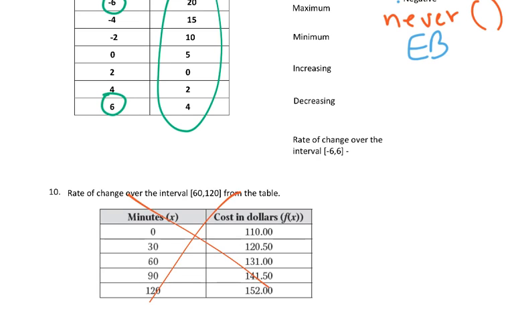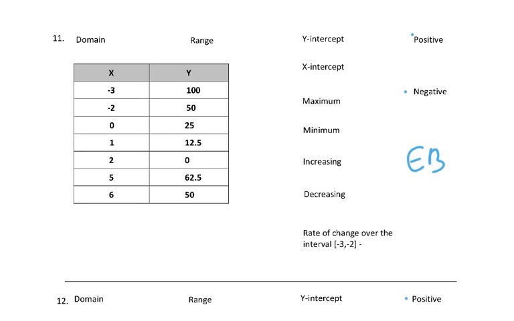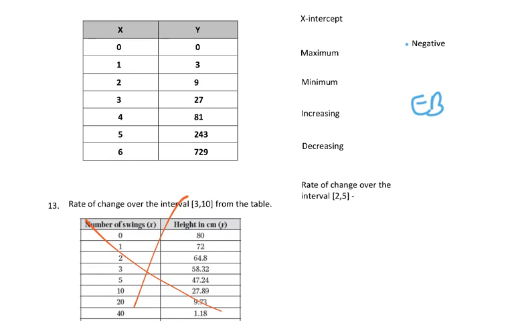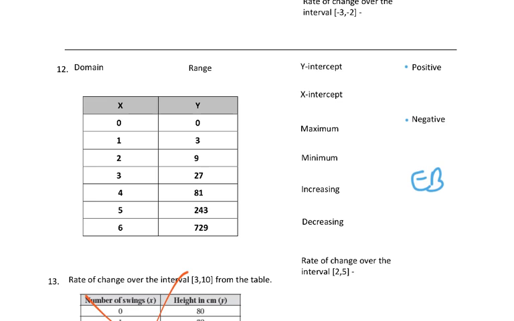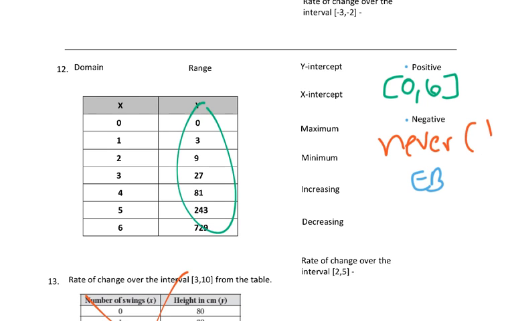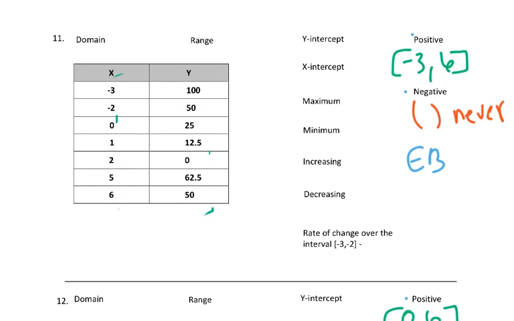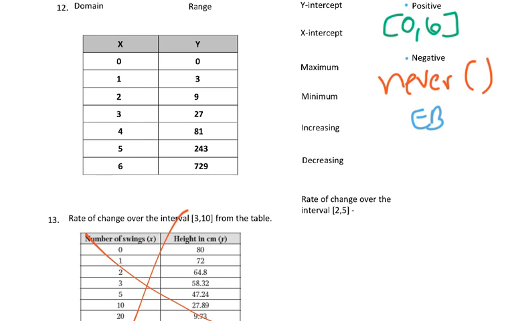Number 10, we have already done that one. If you haven't, make sure you get that one done. Now we look at this one. Once again, all positive, from negative 3 to 6, and negative is the empty set, or never. We don't have to do 13, so number 12 again. All positive, so 0 to 6, and negative is never, or the empty set. That one turned out to be pretty easy, didn't it? Okay, now let's go back and do the end behavior.